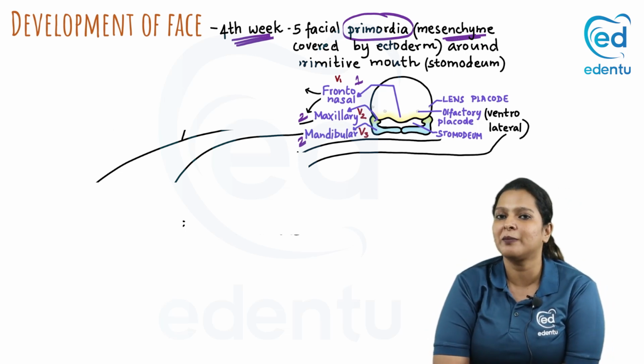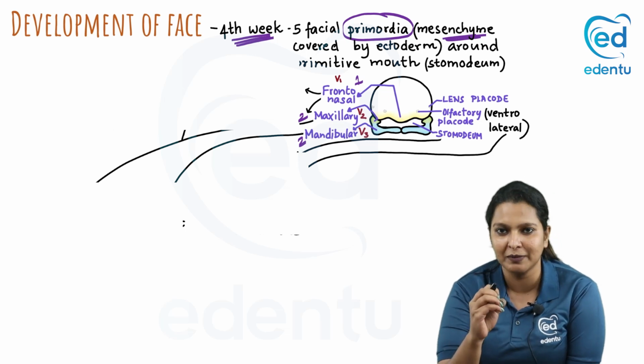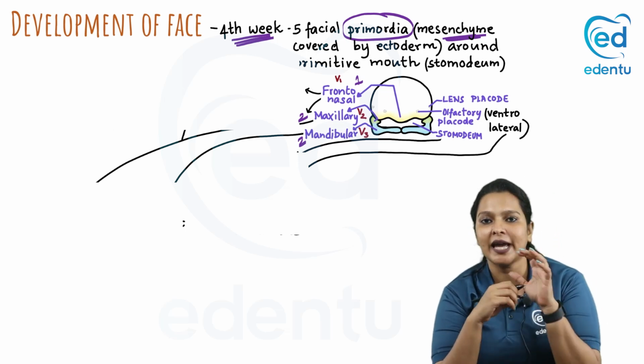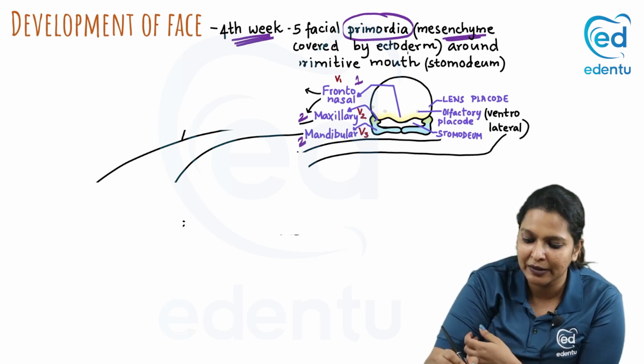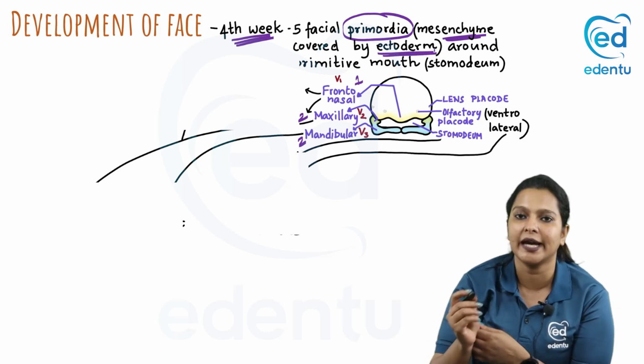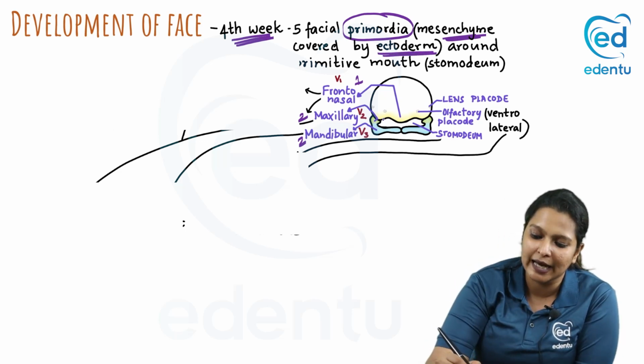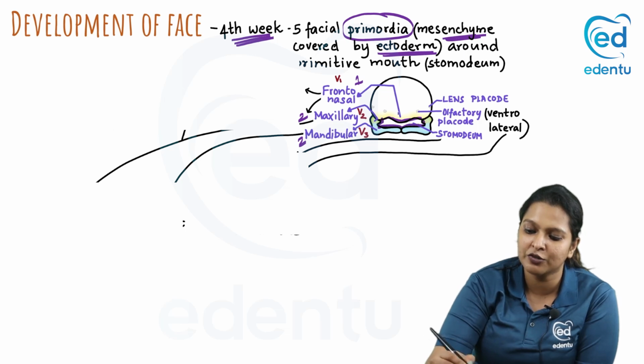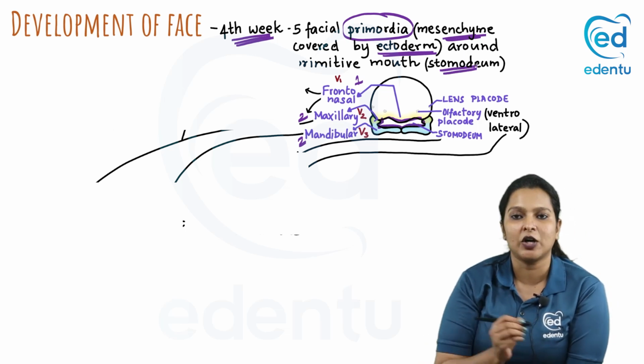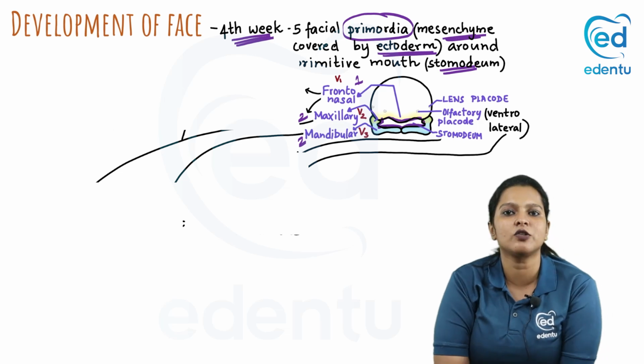Okay, you just have to remember that these are structures formed by mesenchyme and it is covered by ectoderm. And you can see a gap here. This region is called as the primitive mouth or stomadeum. Okay, this is called as primitive mouth or stomadeum.